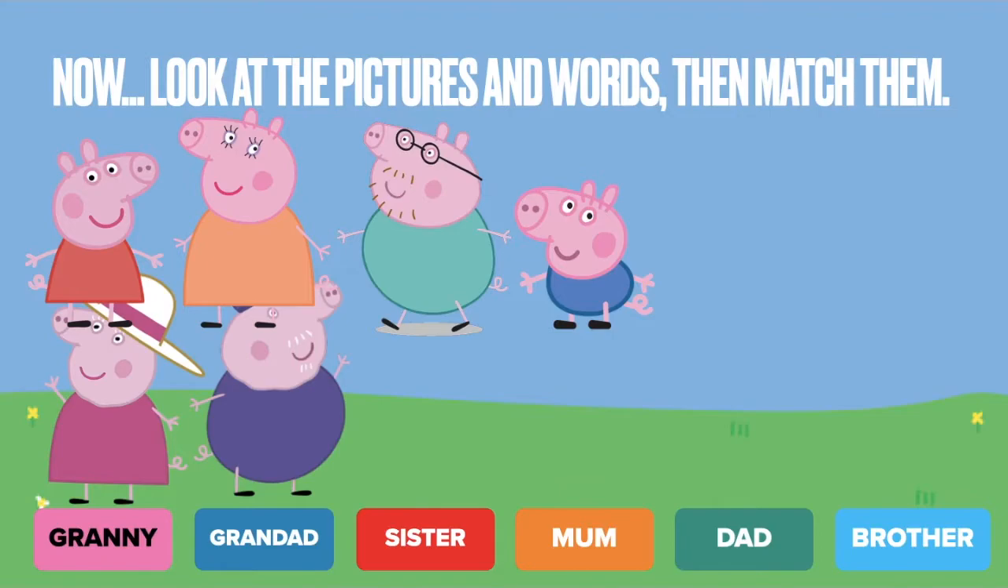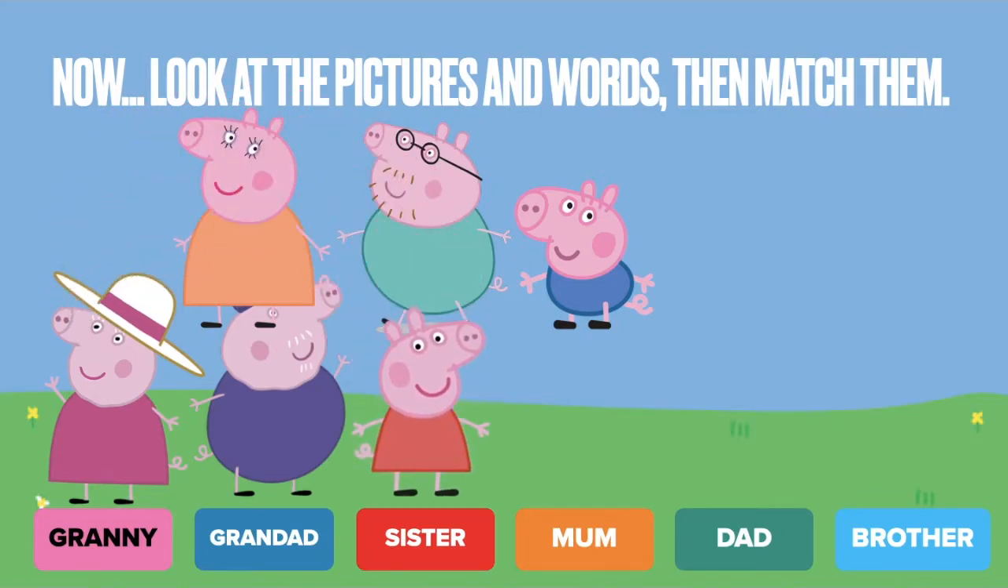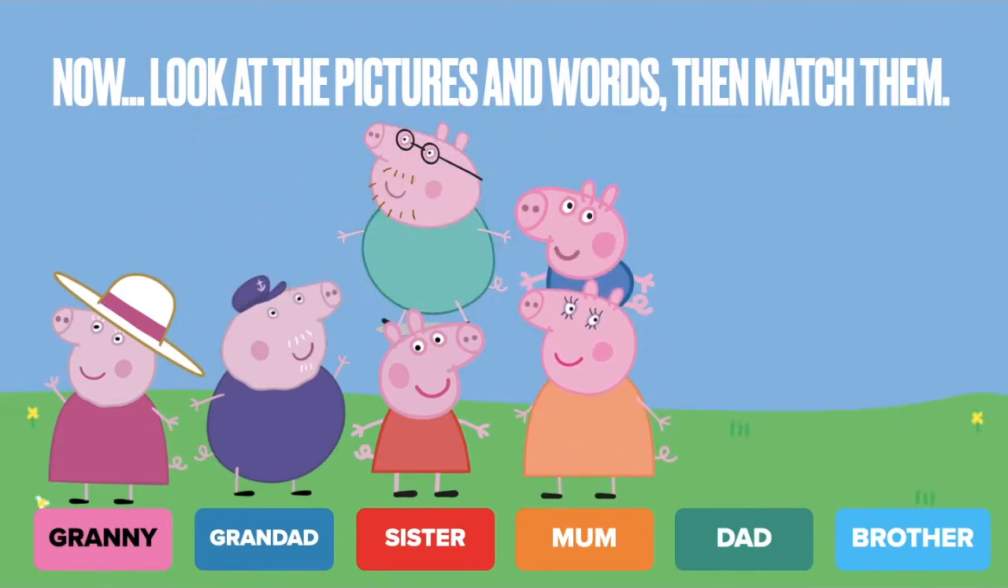Let's read again. It says sister. Who's sister? Yes, sister. Take a look at this word, mom. It says mom. Who's mom? Yes, mom. Let's read. Dad. Who's dad?